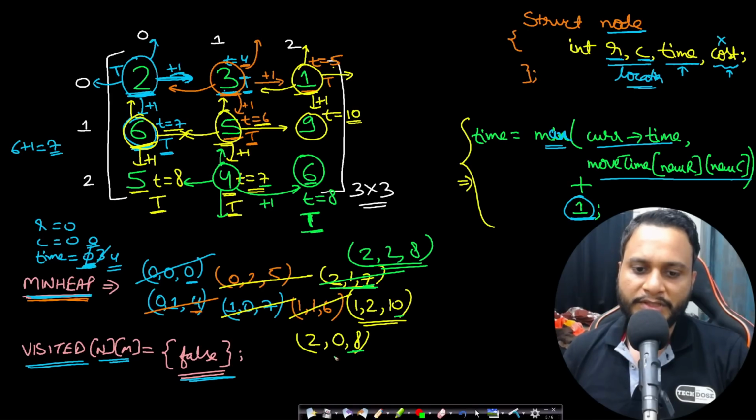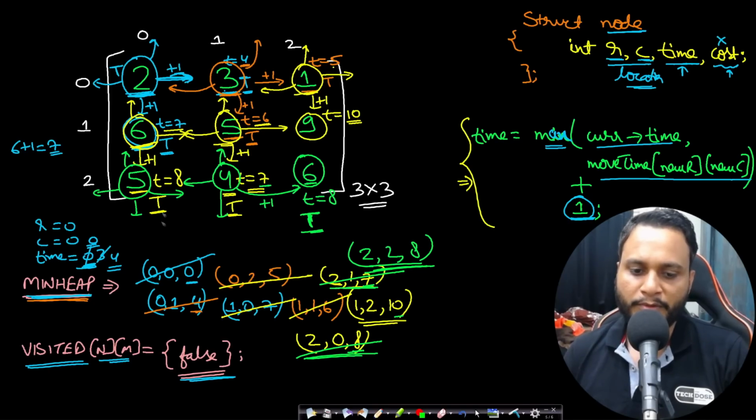So the next node which is taken out, it can be 2 0 8, it can be 2 2 8. Let's take out the 2 0 8. So if you take out 2 0 8, I cannot make an up call, I cannot make a right call because both of them are visited. I cannot make a down call, it is out of bound. Left call is also out of bound. So that is done. Next node taken out will be 2 2 8.